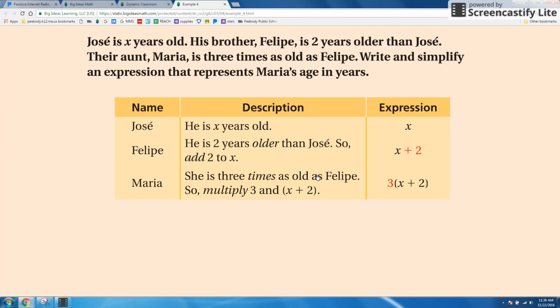Maria is 3 times as old as Felipe. So if this is Felipe's age and she's 3 times that amount, you're going to do 3 times x plus 2. Then we want to simplify it, multiply that outside number by everything on the inside. So you would get 3x plus 6. You can't add the 3 and the 6 because one's a coefficient and one's a constant.